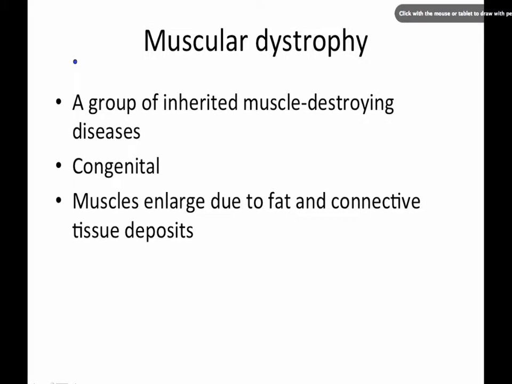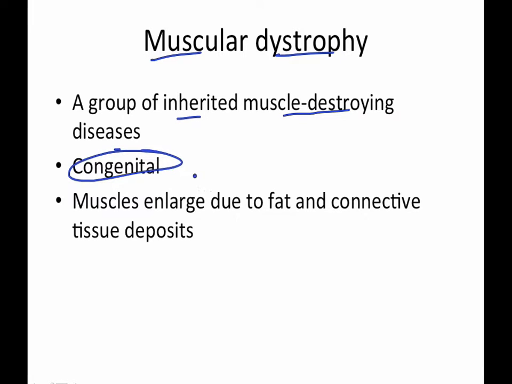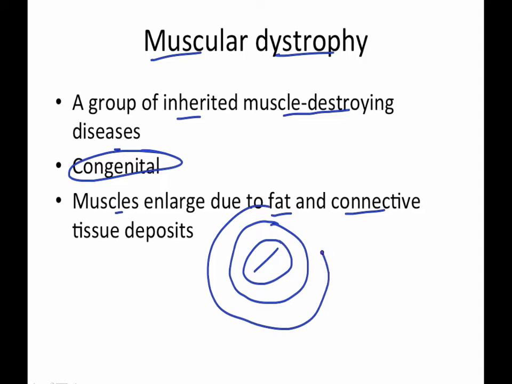Okay, so next up, your book talks a little bit about muscular dystrophy. Muscular dystrophy is a group of inherited muscle destroying diseases. It is congenital, so it's passed down, and what happens here is that muscles are enlarged due to fat and connective tissue deposits. Normally, you have your fibers that are wrapped in connective tissue, so you have your endomysium, the perimysium, the epimysium. You have all of those normal connective tissue deposits, but muscular dystrophy is when you have too much of that fat and connective tissue.